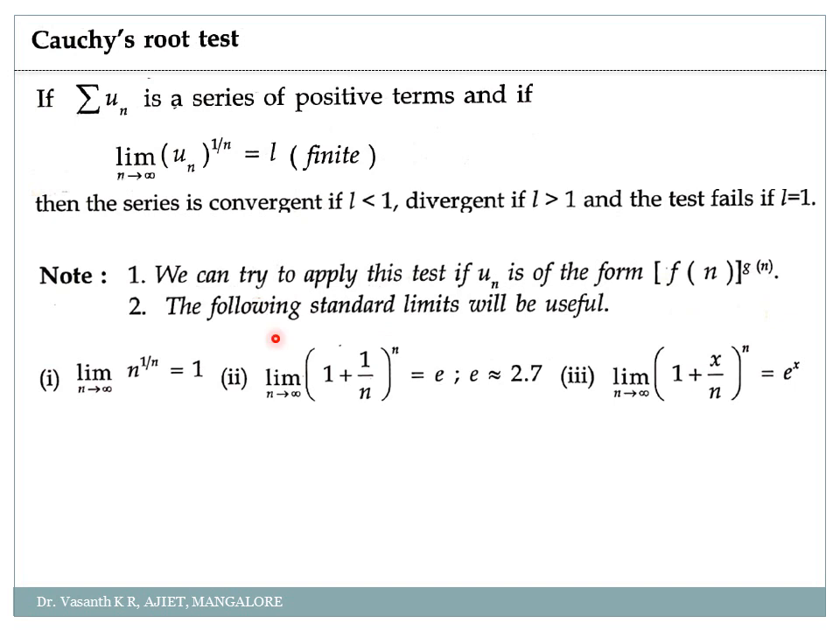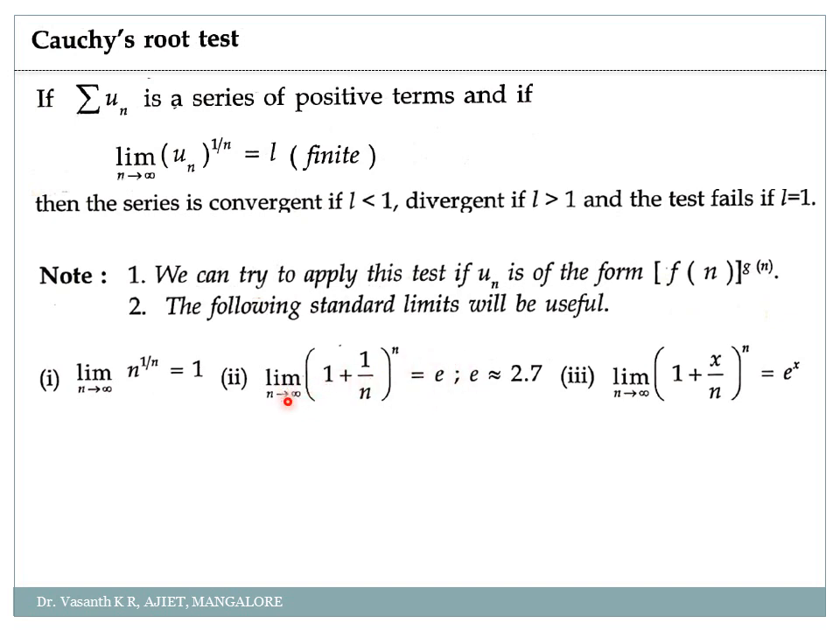Which are the standard limits? First one, limit n tending to infinity, n to the power 1 by n is always equal to 1. Meaning if you get something like this, you can close your eyes and write it as 1. Important note, my dear students, please write this in your notes. This is very important. Not only now, even when you apply for any competitive exams, all this will be useful. Next, limit n tending to infinity, 1 plus 1 by n to the power n is always equal to e, the exponential value. You need not worry how we get this, but it's a standard value.